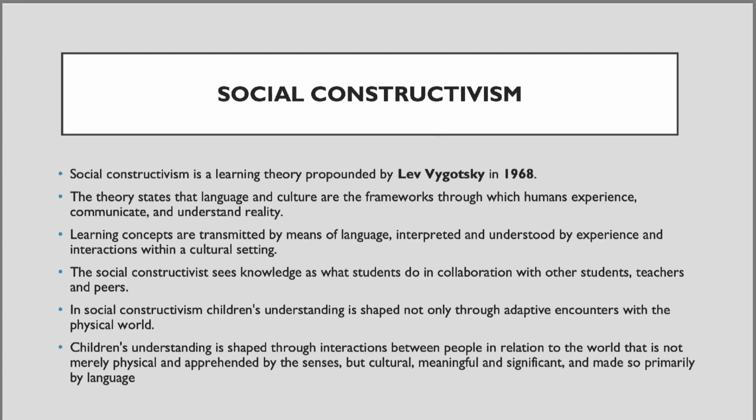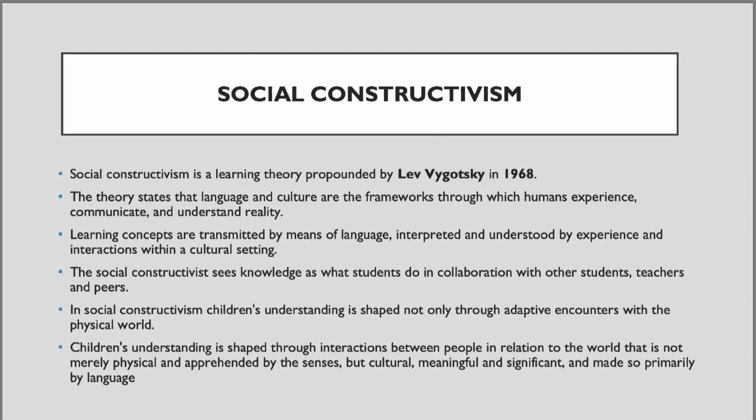Next, we discuss social constructivism theory. Social constructivism is a learning theory proposed by Vygotsky in 1968. The theory states that language and culture are the frameworks through which humans experience, communicate, and understand reality. According to Vygotsky, language and culture play essential roles both in human intellectual development and in how humans perceive the world. This is to say that learning concepts are transmitted by means of language, interpreted and understood by experience and interactions within a cultural setting.